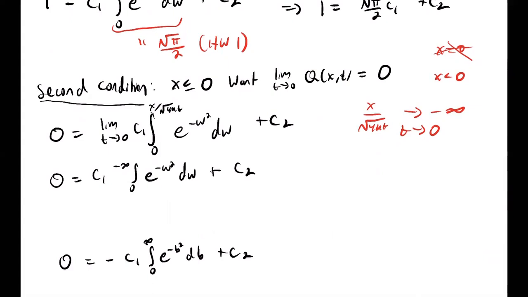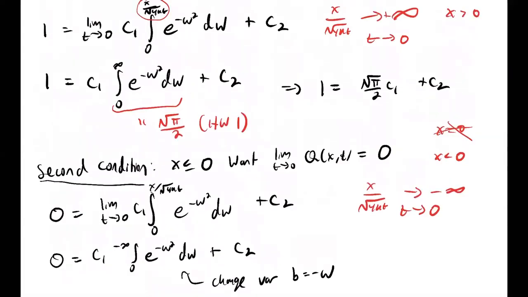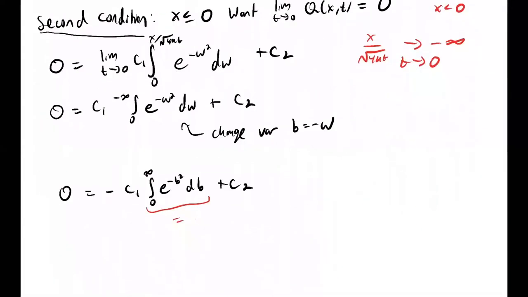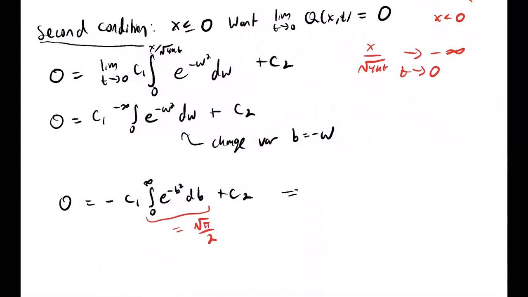Sorry, I had to erase that to clear some space, but let me write this out so that when you have the lecture notes later on, it's clear. Now the Gaussian integral has shown up again, except we just have a minus sign. This integral is the same that we saw before, so this is square root of pi over 2. And so this tells me that 0 has to equal minus square root of pi over 2 times c1 plus c2.